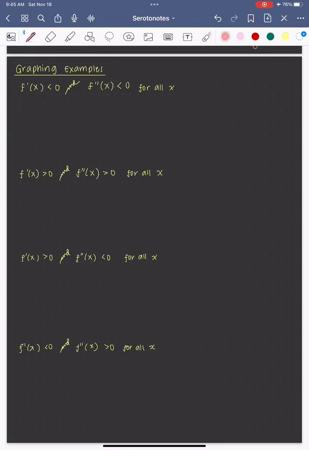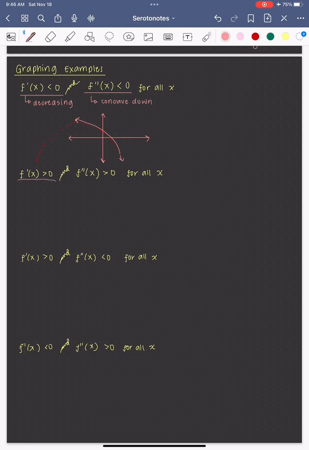For this video, we'll do some more graphing examples. To start off, we have the first case, which is f prime of x is less than 0 and f double prime of x is less than 0 for all x values in its domain. So this means that your function is decreasing and also concave down. That would look something like this. It falls from left to right and it's opening downwards.